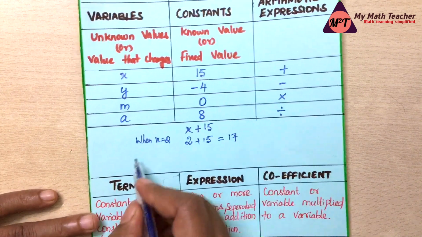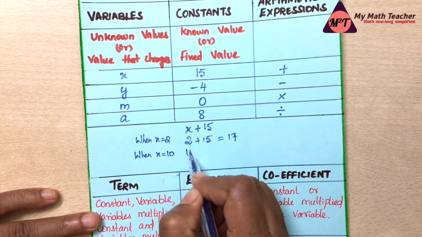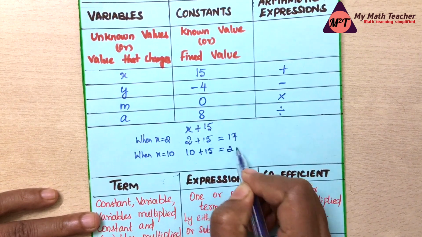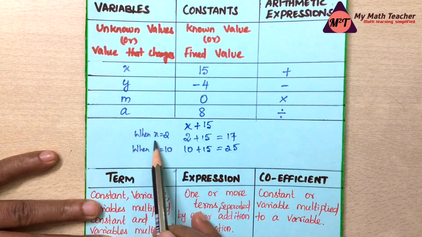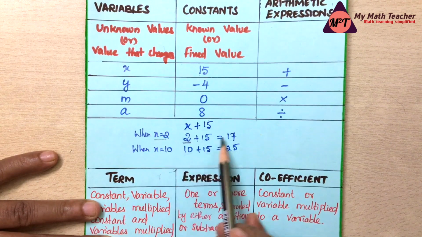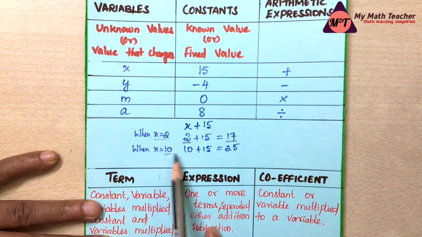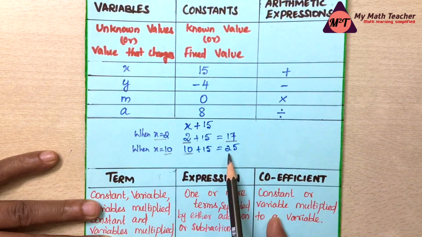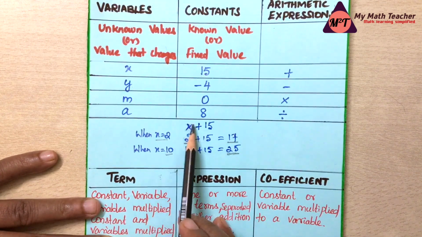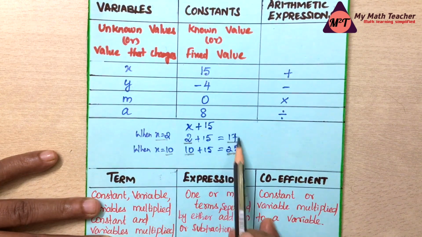Okay. Now let us take another value, when x is equal to 10. 10 plus 15 is equal to 25. Notice the calculation which we have made. When x is equal to 2, when we do the actual calculation, we have got the answer as 17. And when we change the x value to 10 here, the answer changes, that is 25. Now you can understand this is called a variable. Variable means when the value changes, the final output also changes.